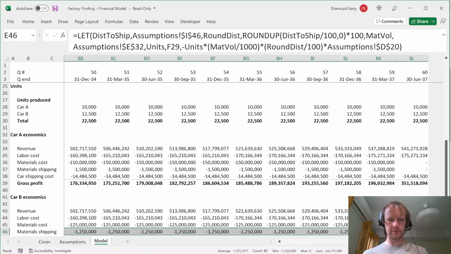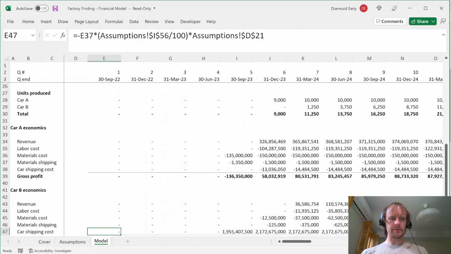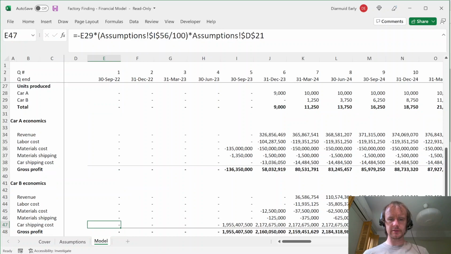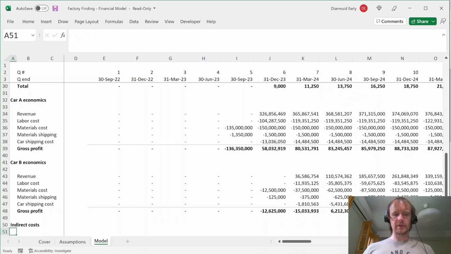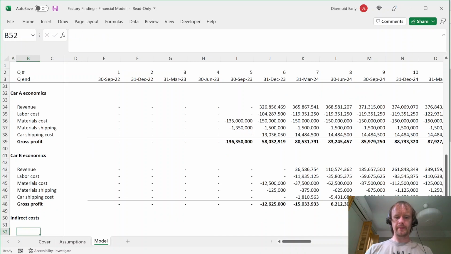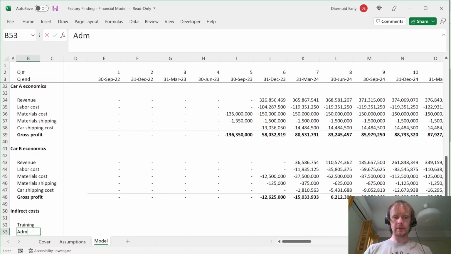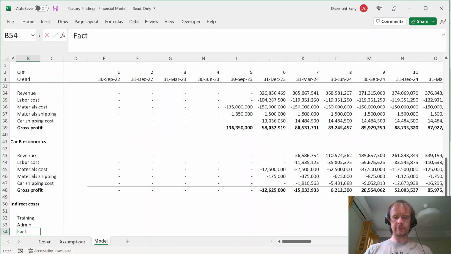So carry that across. And then car shipping costs, again, I'll start off with this version because it'll be a little easier. So just shift that down one. That is the distance, that stays the same, and that's the cost per distance, that stays the same. So carry that across. And now we've got car A and B. And then we've got, let's call it indirect costs, which are training, admin, and I guess the factory build itself.